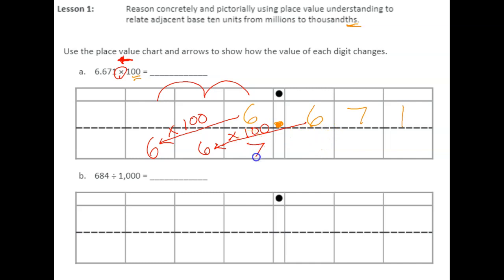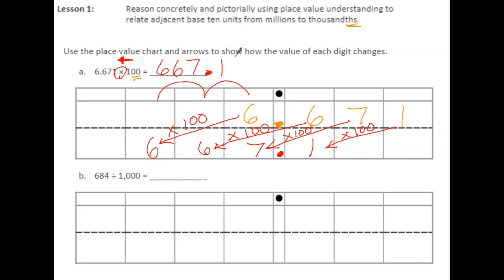And of course, last but not least, 1 thousandth times 10 is 1 hundredth, times another 10 is 1 tenth. And our answer is going to be 667 and 1 tenth. All right.